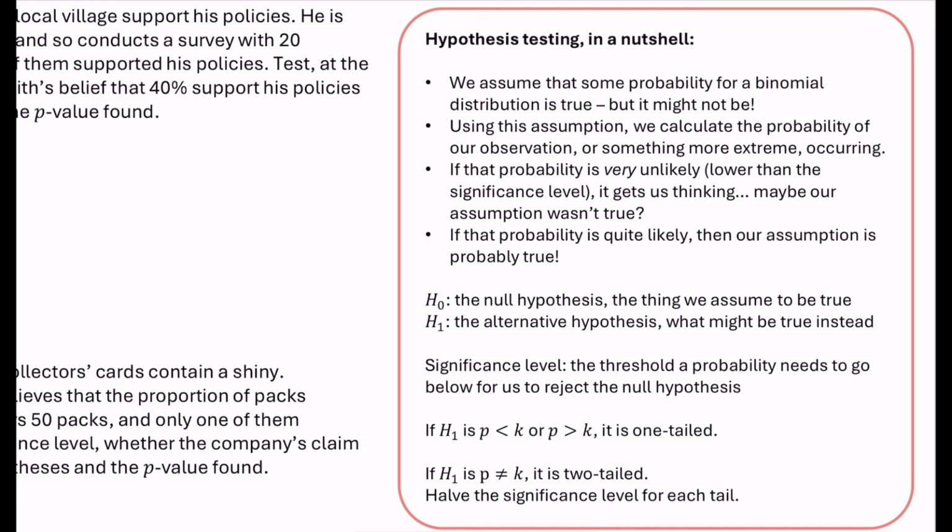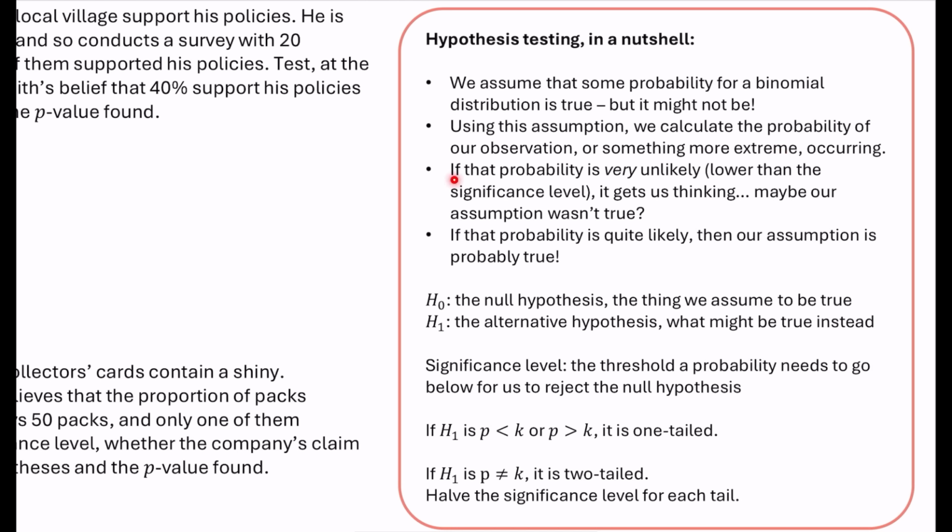So what we do is we start off by assuming that some probability for a binomial distribution is true. It might not be, but we have to assume that something is true so we can do some calculations. So using this assumption, we then calculate the probability of our observation or something more extreme occurring. So we might have seen something happen in real life, and then we say, okay, let's calculate the probability of that thing happening or that thing being more extreme. I'll explain that with an example.